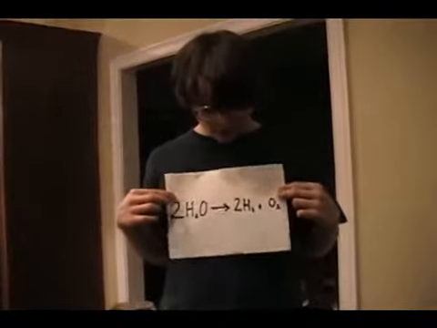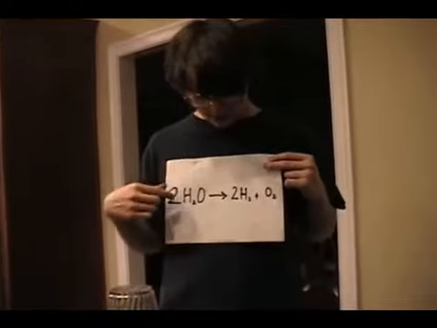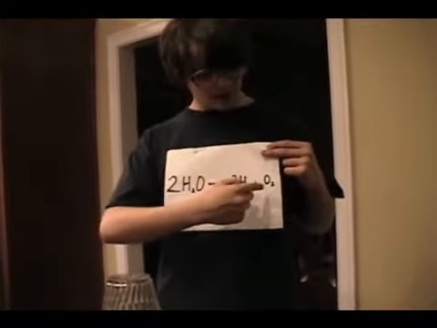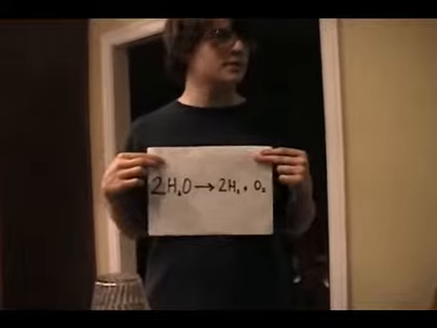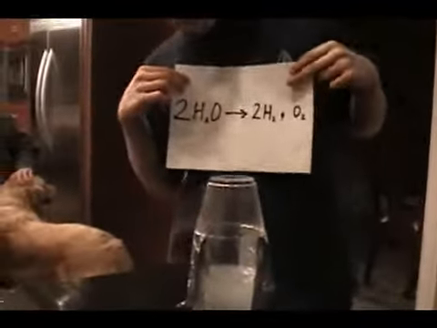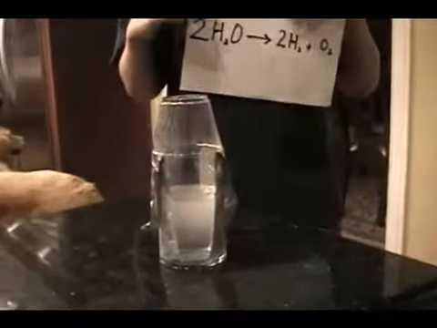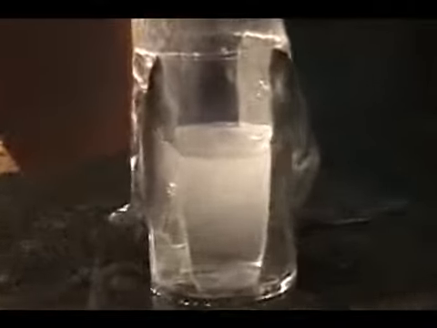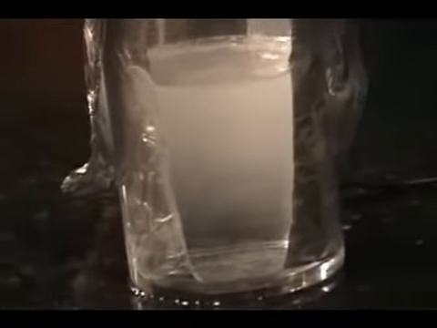Now what we're going to do is decompose water into hydrogen gas and oxygen gas via electrolysis. If you zoom in on this glass, you can see the oxygen and hydrogen bubbles forming on the positive and negative electrodes. Once this has gone through electrolysis enough and produced enough hydrogen and oxygen gas, we will ignite it to create water.